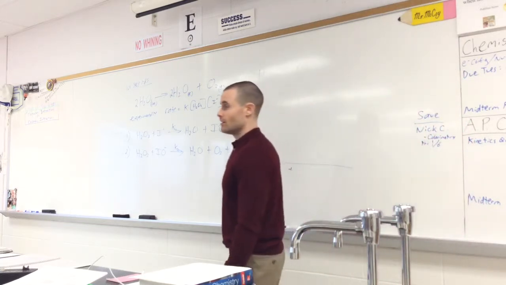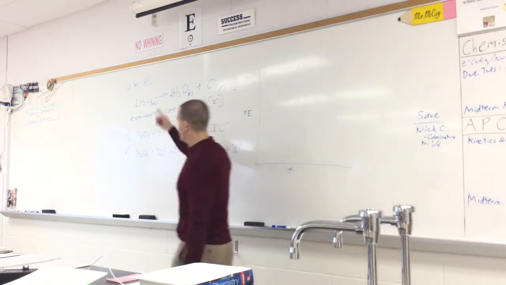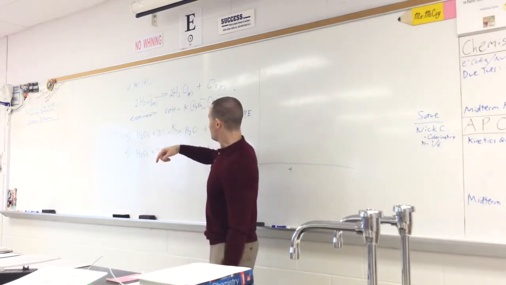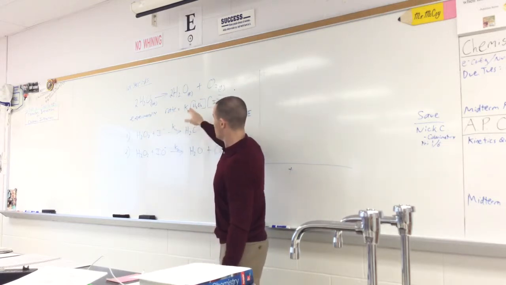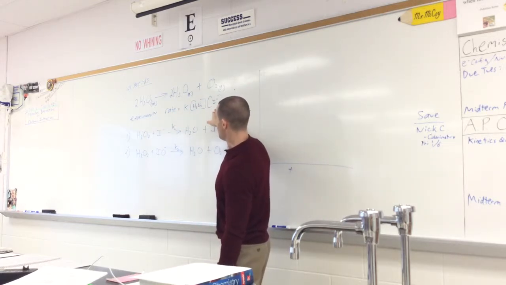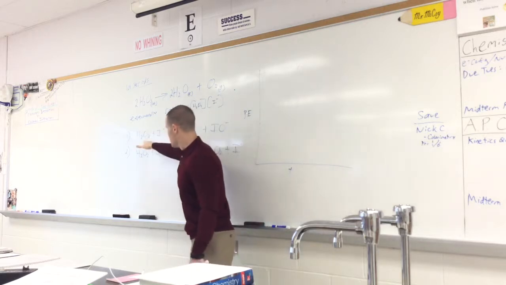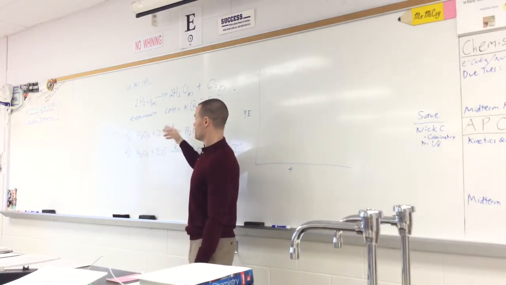Because I told you that, but the answer I'm looking for is what you would write on the test. You would say the rate law is rate equals k times [H2O2] times [I minus], and that's the two reactants to step 1. That's the answer.